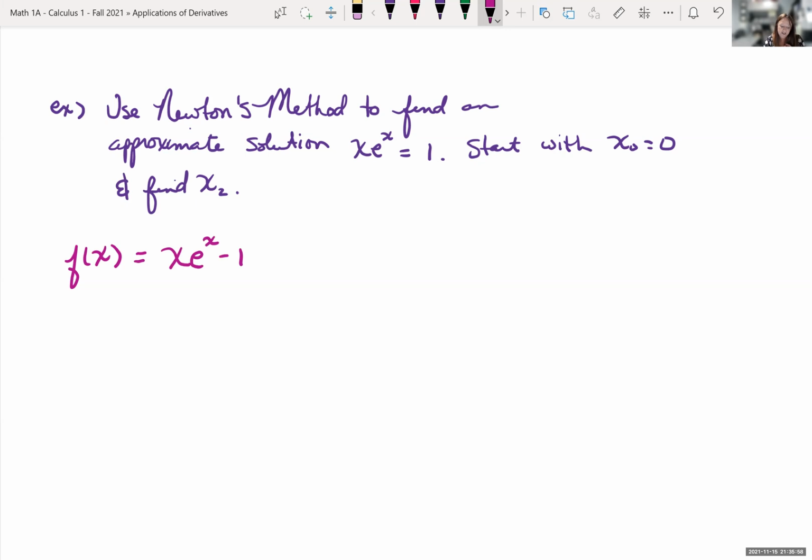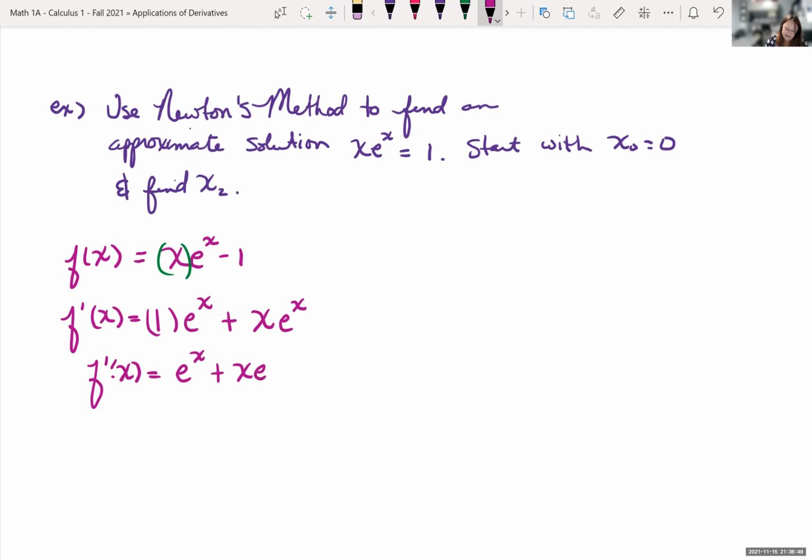We're going to need to find the derivative of this function, so we might as well do that now. Taking the derivative, we're going to need to use the product rule. Let's consider the first function as x. The derivative of x is just 1 times the second function, e to the x, plus the first, x, times the derivative of the second function, e to the x. The derivative of e to the x is just e to the x, minus the derivative of 1, which is 0. So our derivative f prime of x, we can rewrite as e to the x plus x times e to the x.